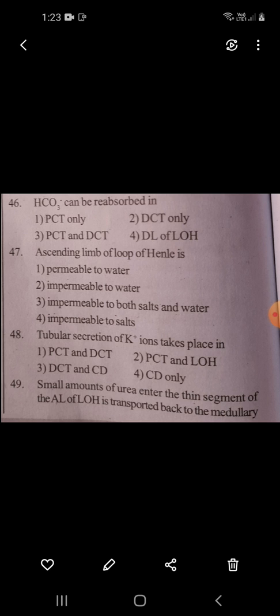48th question. Tubular secretion of K+ ions takes place in: 1. PCT and DCT, 2. PCT and LOH, 3. DCT and CD, 4. CD only.